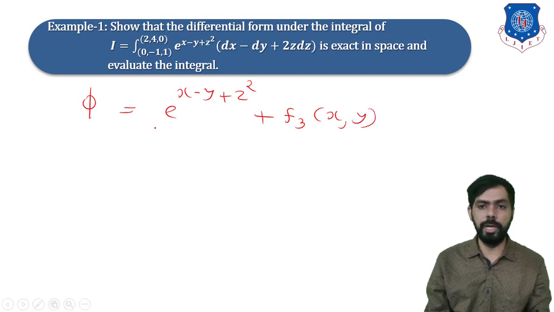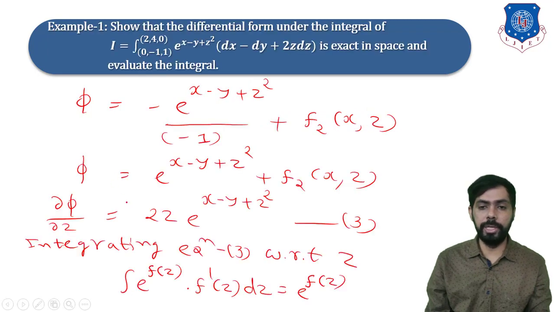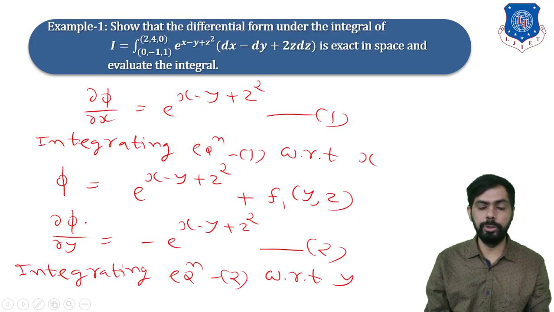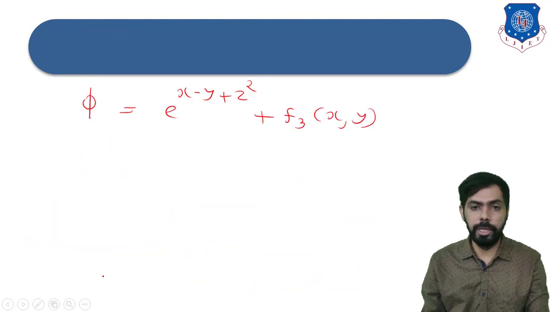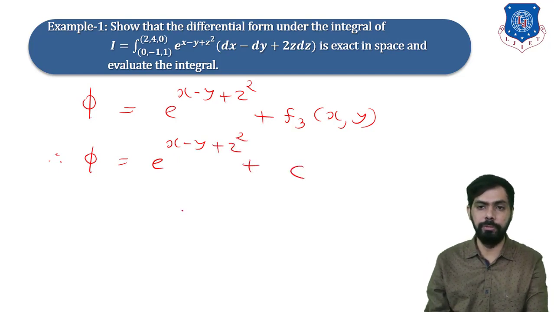So here phi is equal to e raised to x minus y plus z square plus some function of xy, and here phi is equal to e raised to x minus y plus z square plus some function of xz, and here phi is equal to e raised to x minus y plus z square plus some function of yz. Therefore overall scalar potential function phi will be e raised to x minus y plus z square plus constant c. So this is scalar potential function phi.